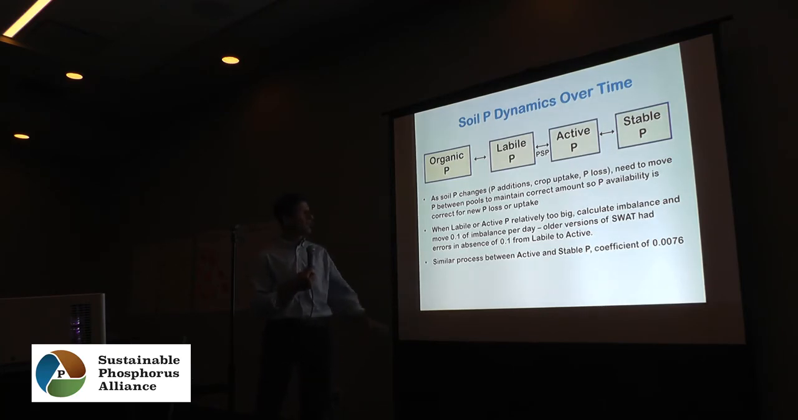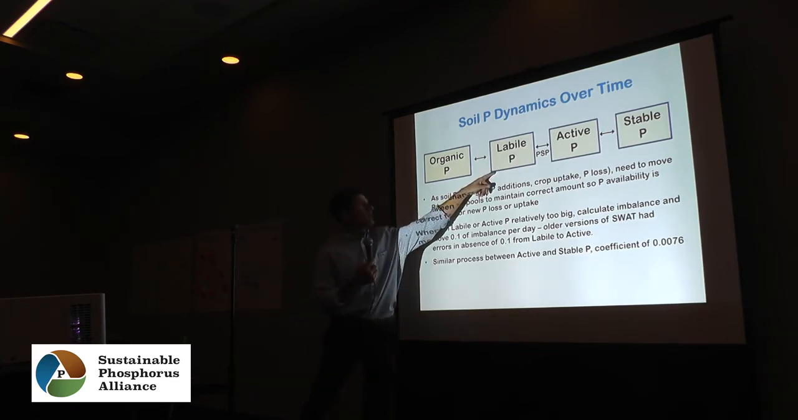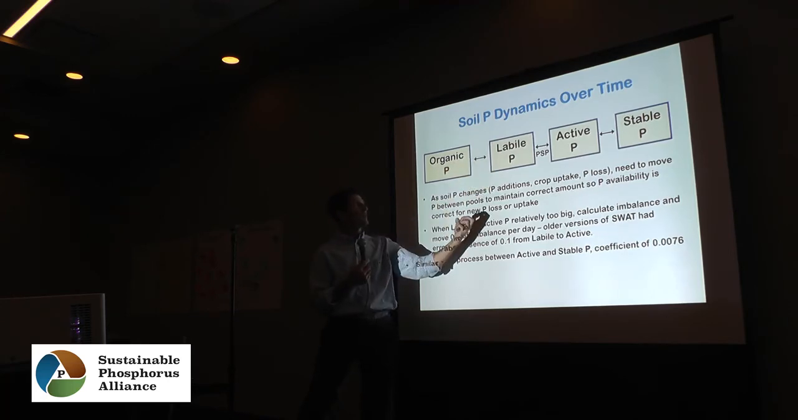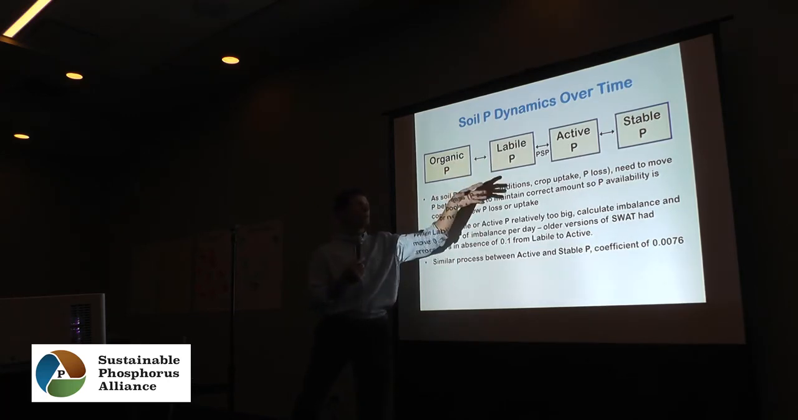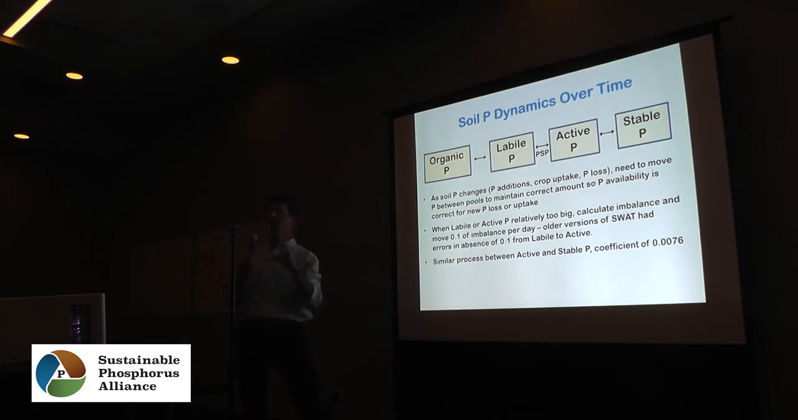So I'll just mention what a model like SWOT is doing. As you pull phosphorus out of labile P, it's too small relative to active P, and so it calculates an imbalance between the two, and it moves 1/10 of that per day, and it wants to always reestablish that equilibrium between these pools. And it's doing something similar between active and the stable P.